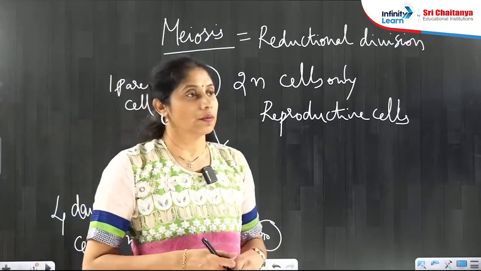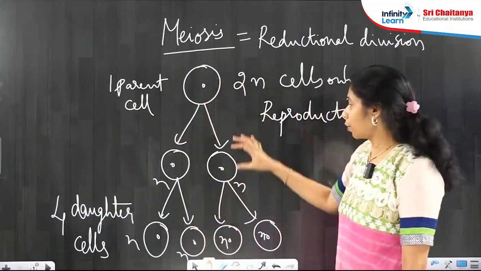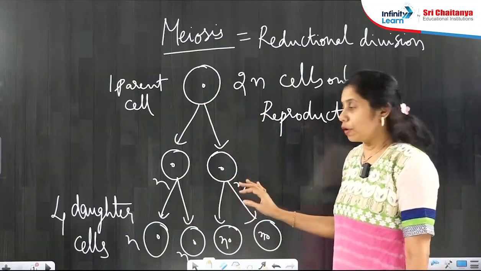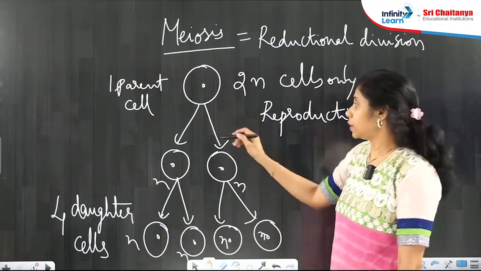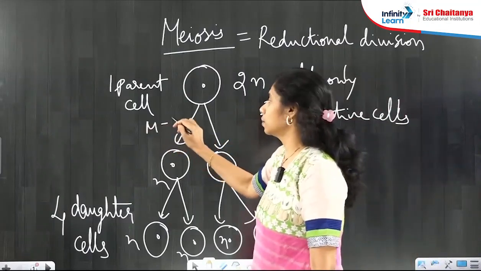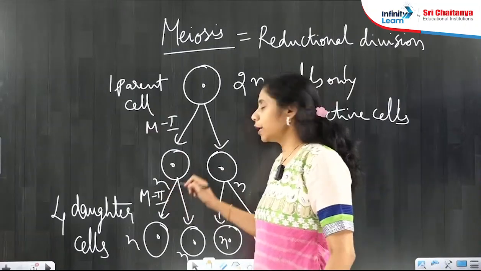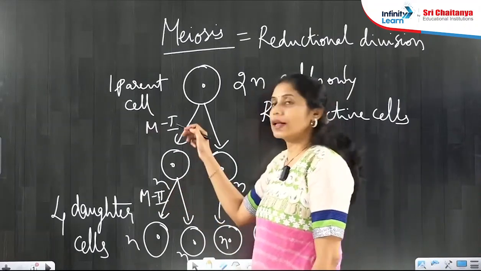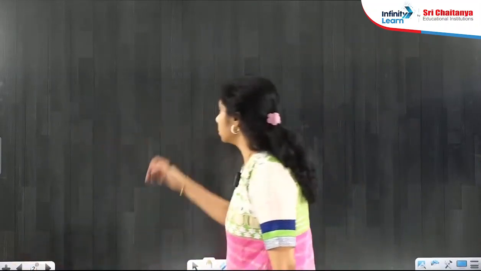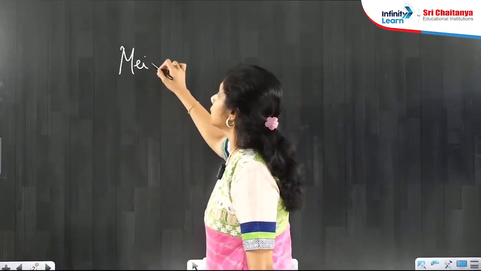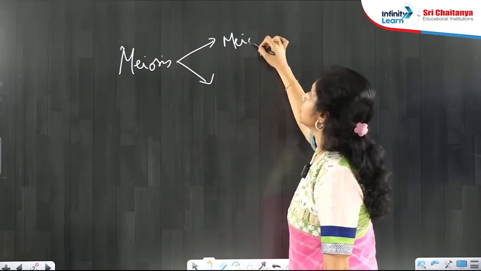So meiosis is actually called reductional division. One parent cell will undergo meiosis, and after the complete meiosis, we'll be getting 4 daughter cells. I have written it in a stepwise manner. The first one is called meiosis-I and this one is called meiosis-II. So it occurs in 2 stages, meiosis-I and meiosis-II. We can say that meiosis is divided into meiosis-I and meiosis-II.